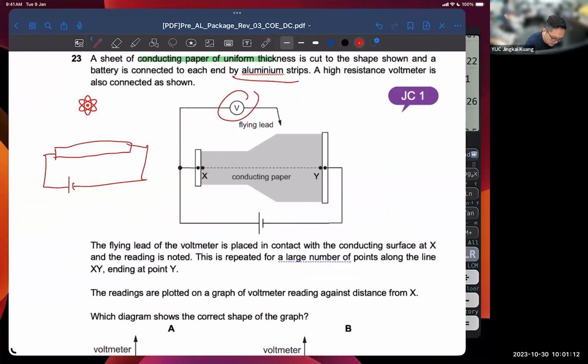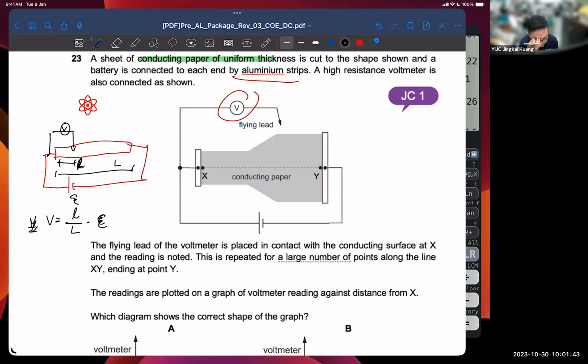Then you should be able to see that if I take my probe here, the voltmeter is here, this length, let's say small l. This whole thing is, let's say, capital L, and this is E. I can say that V equals small l over capital L times E. So this is a standard one. This is basically your potentiometer.